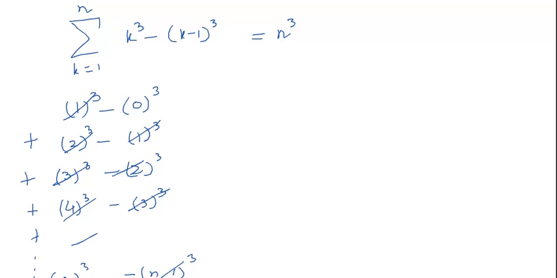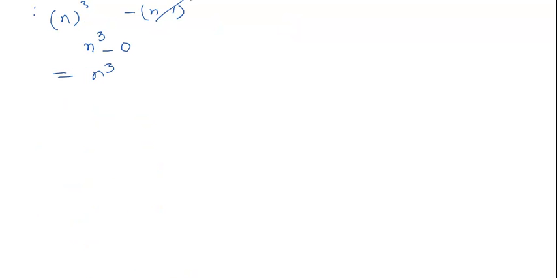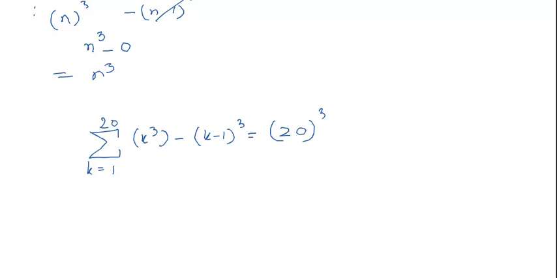And also if we observe carefully, in the previous statement, if we substitute n equal to 20, what are we getting? We will be getting summation k equal to 1 to 20 of k cube minus k minus 1 whole cube, that will be equal to 20 cube. So that will be equal to 8000. So we can see that it explains the previous statement also.